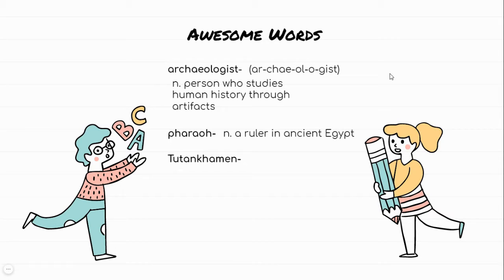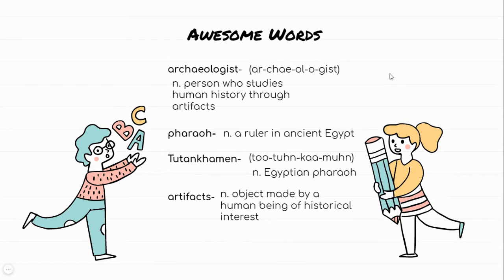Tutankhamun. Again, use the syllable segmenting strategy to read this word. Tu-tun-ka-mun. Say the word. Tutankhamun. Tutankhamun was an Egyptian pharaoh. Artifacts. Say the word. Artifacts. An artifact is an object made by a human being of historical interest.